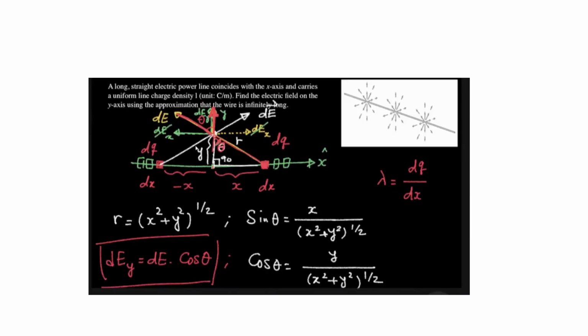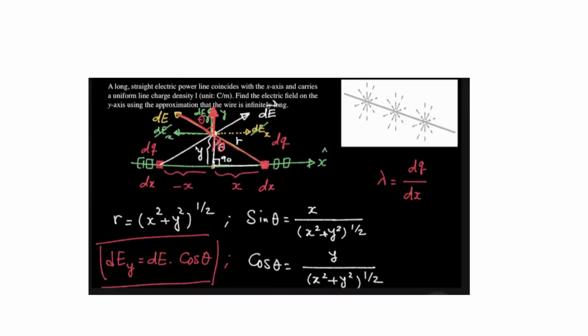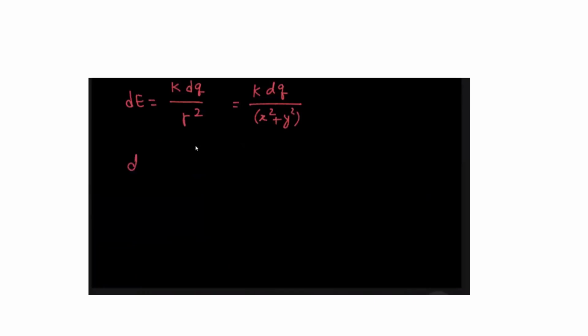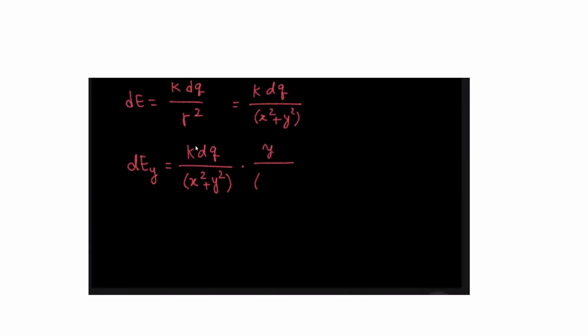And going back to here, you will know that the r is x² plus y² to the power of half. So I can replace it here right away: x² plus y² to the power of half, to the power of 2, that becomes to the power of 1. And then you have dE_y is dE times cosine of theta. So let's go ahead and calculate dE_y, then would be k dq divided by x² plus y², multiplied by cosine of theta, which is y divided by r. So it would be multiplied by y over x² plus y² to the power of half.